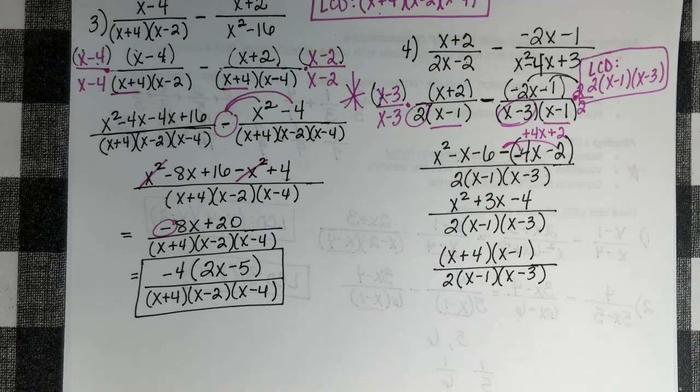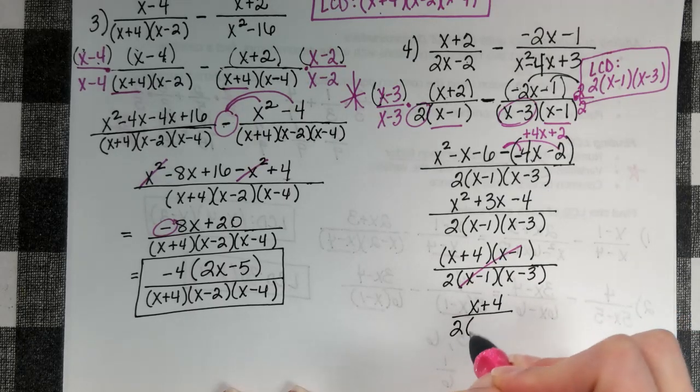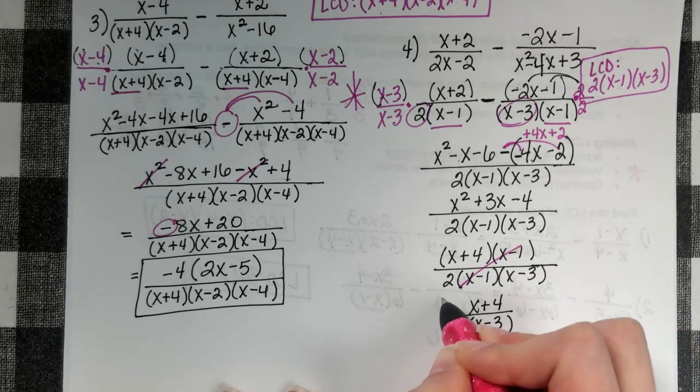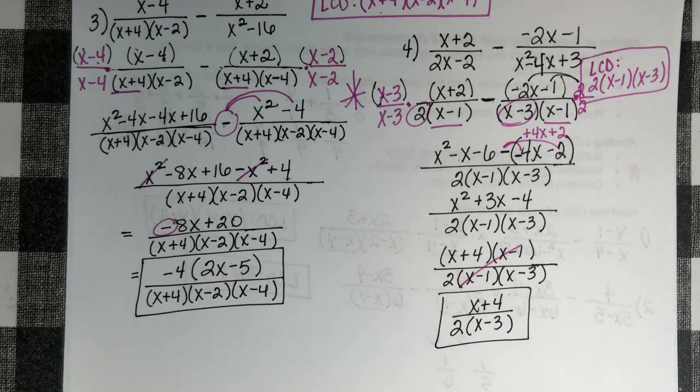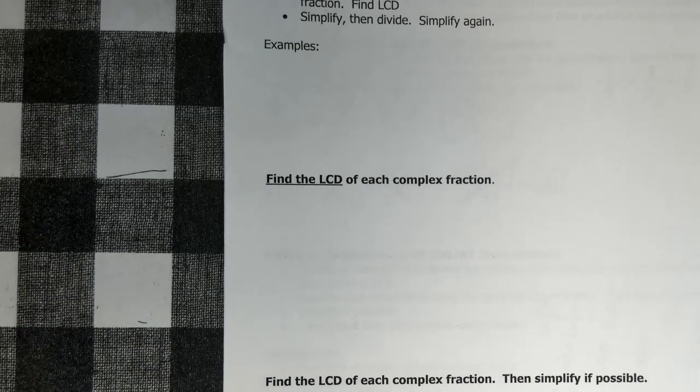So if I get that, then what do I need to do? I can cancel out. So that leaves me with x plus 4 over 2 times x minus 3. You understand that? Alright. We're going to move on to complex fractions.